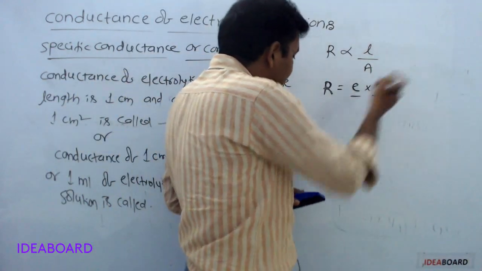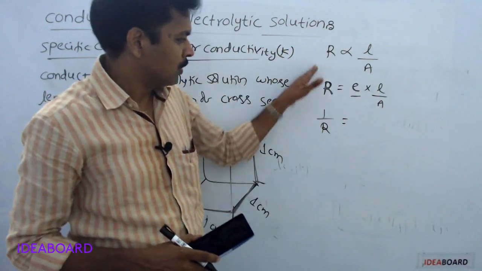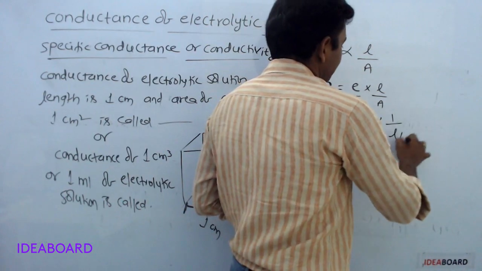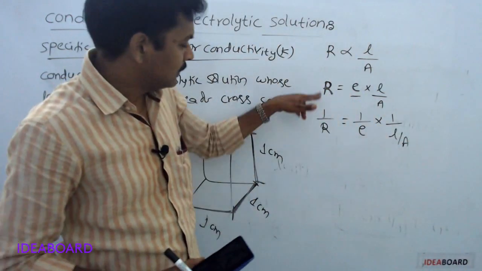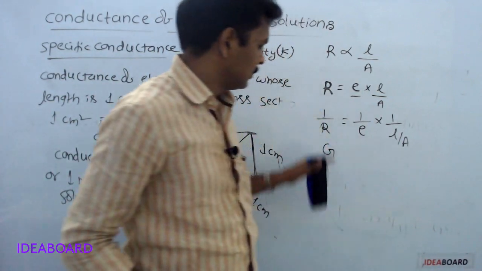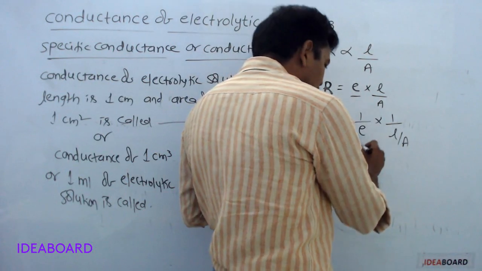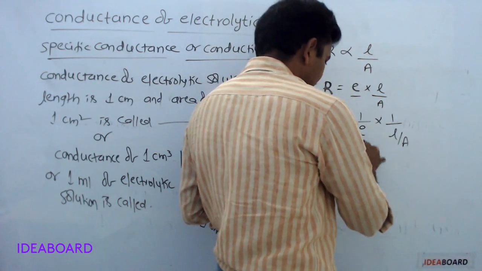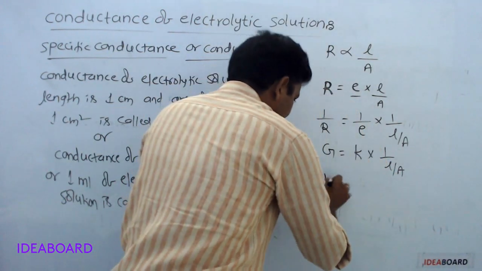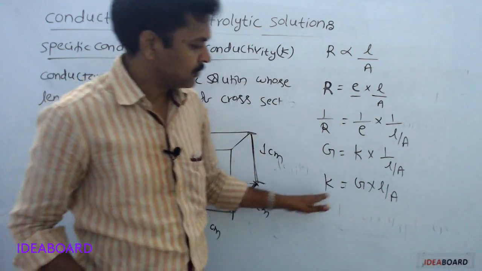Next, the reciprocal of this resistance is called conductance. Reciprocal of resistance, 1 by R, is equal to 1 by rho into 1 by L by A. This reciprocal of resistance is nothing but conductance G. So this G is conductance. G is equal to 1 by rho, which is nothing but kappa, into 1 by L by A. Kappa is equal to G into L by A.